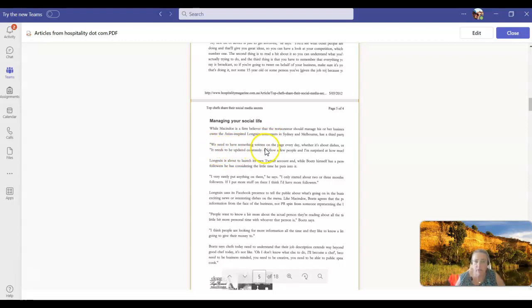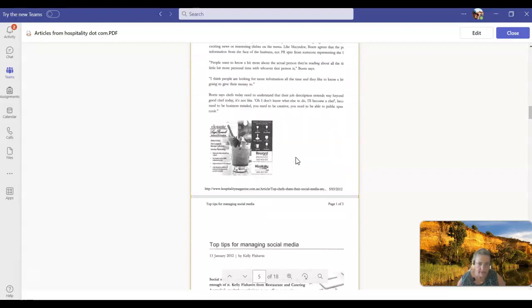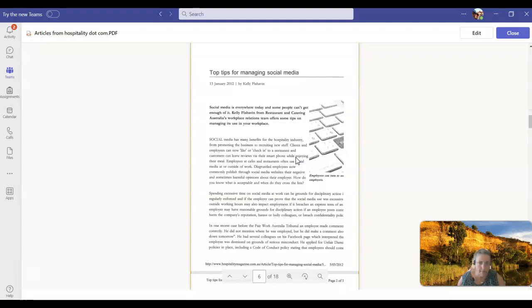Because we need to have something written on the page every day, whether it's about the dishes or the people or the restaurant or whatever it is, it needs to be updated constantly so that there is always something taking that feed to the top of everyone's consciousness within the hospitality businesses. So that's an interesting point to think about and consider.